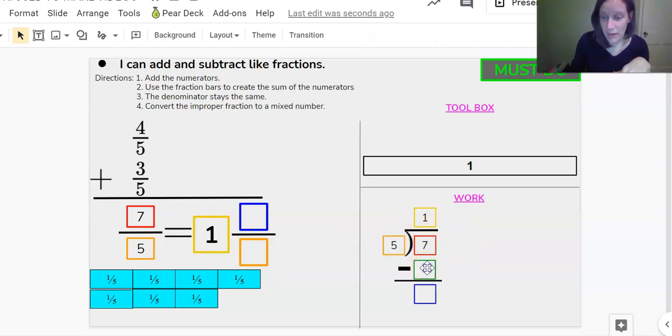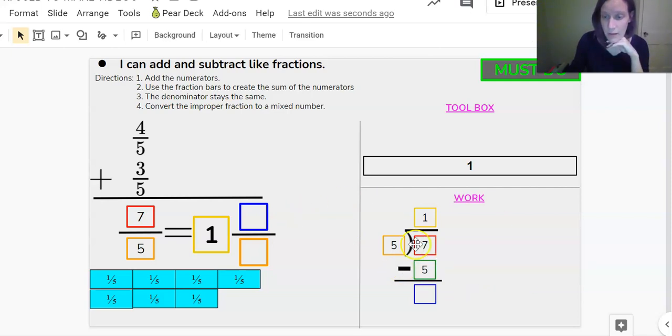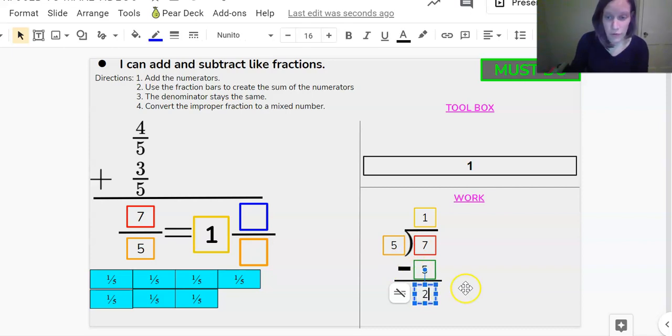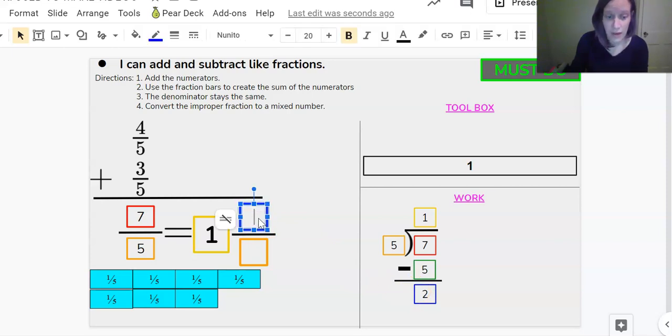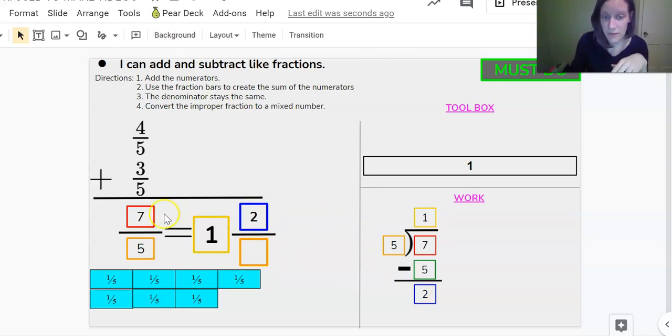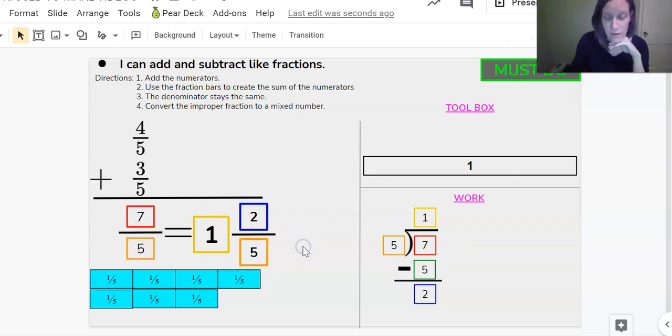5 times 1 is 5, so I'm going to subtract that because I used 5 pieces to make my whole number. And when I do that, I have 2 left over. The 2 left over are the 2 fraction pieces I still have left. And all of my pieces are still in fifths. I'm not changing any of those. All of my pieces are still in fifths. So our answer here is 1 2/5.